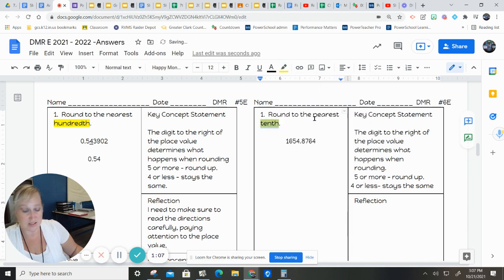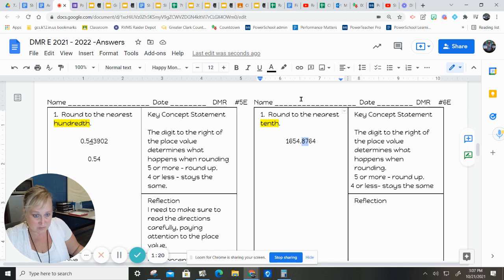what the instruction says. This one says to the nearest tenth. So the TH at the end tells me that it's a decimal. And in this case, it is the 8 in the tenths place. So I'm going to highlight that. I'm going to underline the number that I'm supposed to stop at, which is the tenths place. So that 8 is where it's supposed to cut off to be finished.